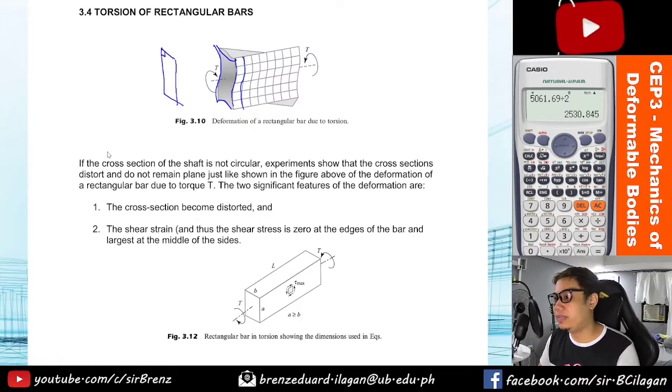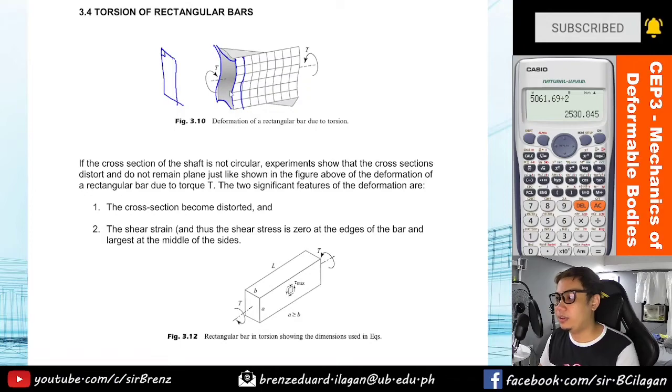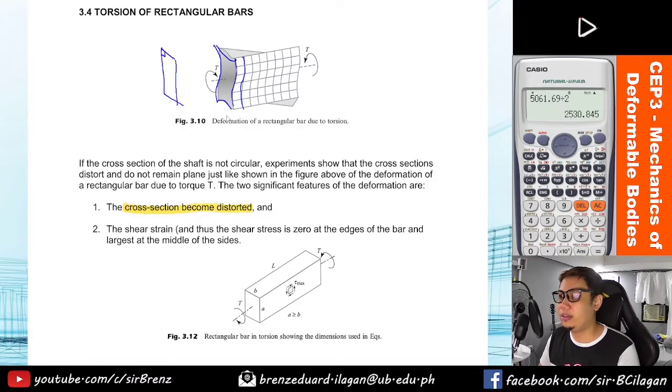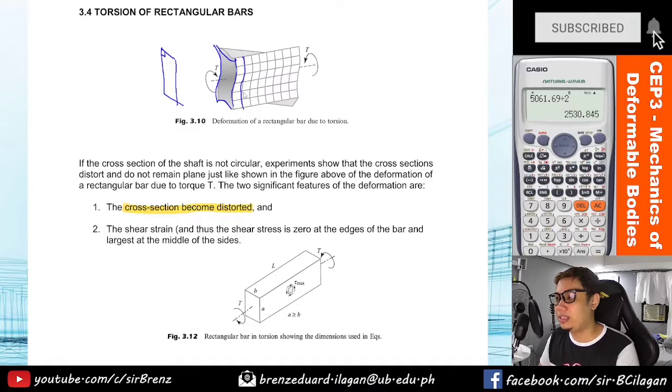If the cross-section of the shaft is not circular, experiment shows that the cross-sections distort and do not remain plane just like shown in the figure. Ayan. So hindi siya nag-remain in a constant plane. So in the figure above, the deformation of a rectangular bar due to the torque T, the two significant features of the deformations are, so for number 1, the cross-section becomes distorted. Okay? So hindi na siya straight, nag-distort na siya. So yung axis niya, instead na before, straight line siya, ngayon naging curve na or distorted.